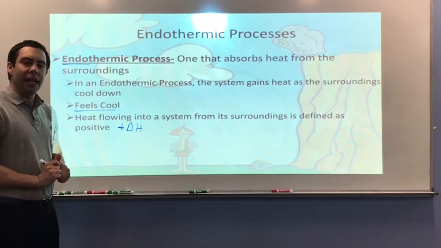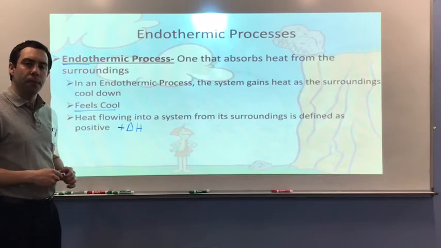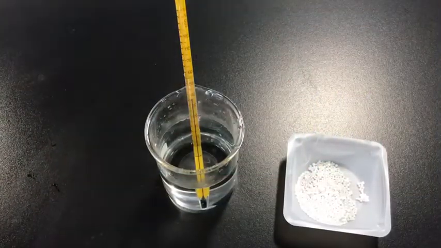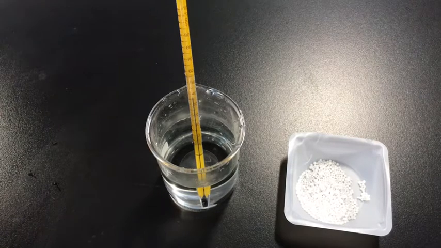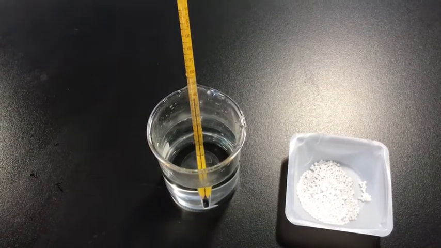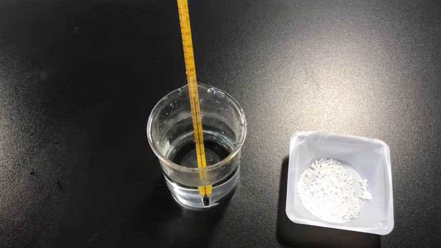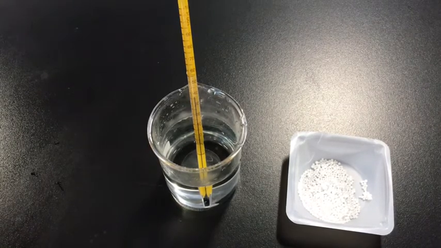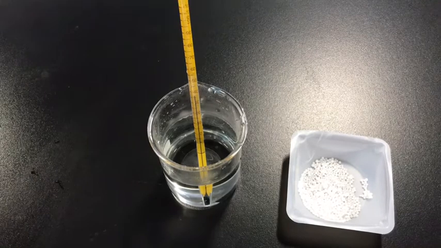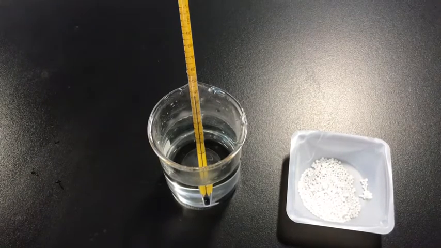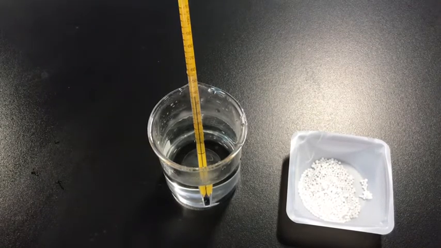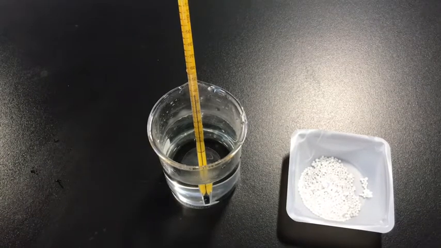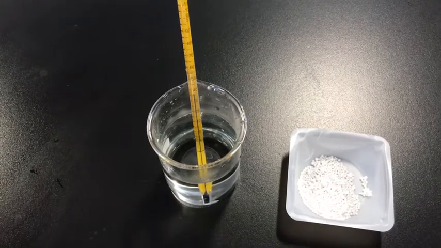Let's take a look at an example of an endothermic process now. On the left, we have a beaker with 200 milliliters of water at 37 degrees Celsius. On the right, we have 0.10 moles of potassium nitrate, KNO3. I am going to mix the potassium nitrate into the water, and then I'm going to put this video on time lapse to see what happens to the temperature.